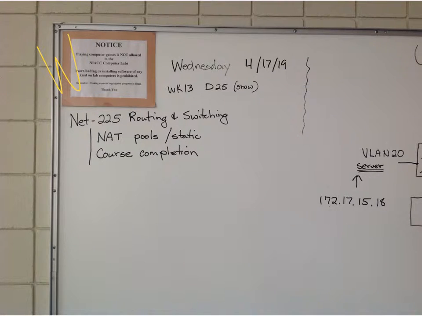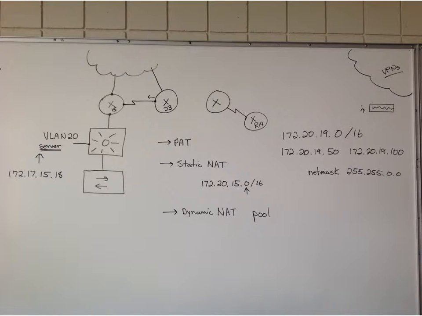This is a review going back to week 13, Wednesday. So we're finishing up the course with NAT pools and static NAT. Let's take a look at some examples of what we talked about. Here we said we can put a server, give it some address on VLAN 20, and we would create static NAT so that somebody from the outside could come in and actually access that server.